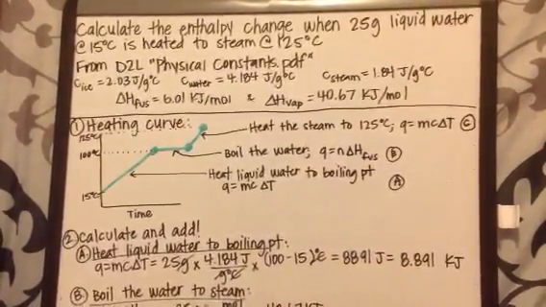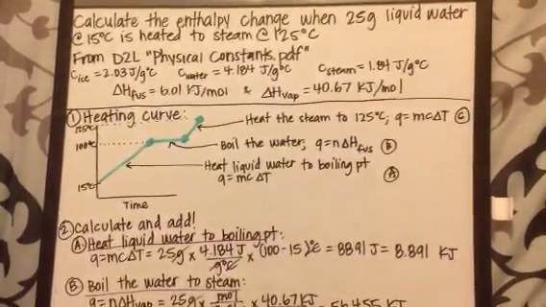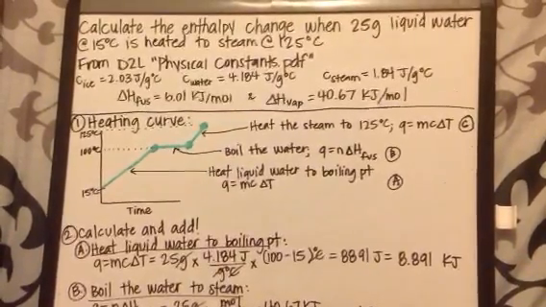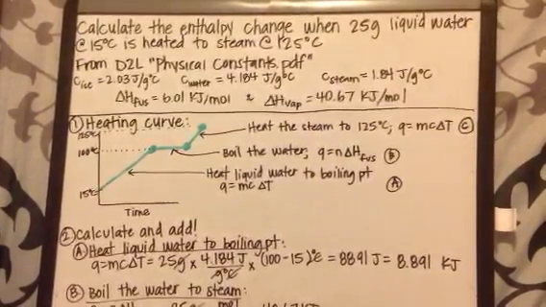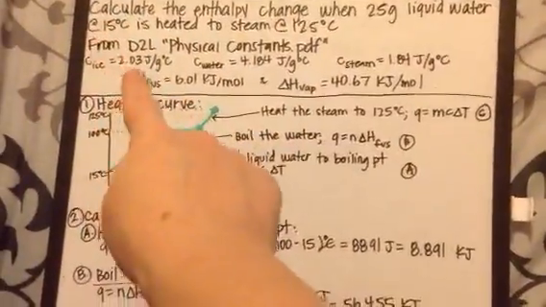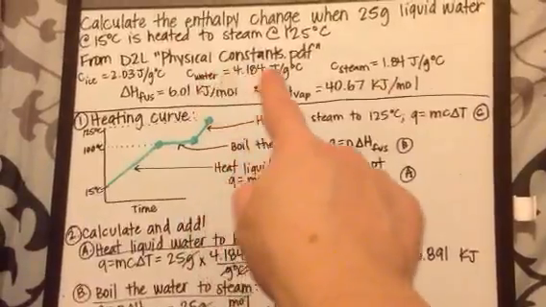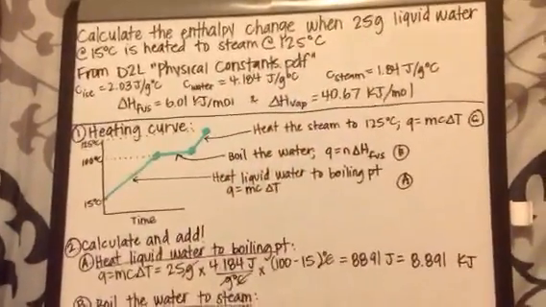Alright, the last sample problem. Calculate the enthalpy change when 25 grams of liquid water at 15 degrees Celsius is heated to steam at 125 degrees Celsius. Now notice all these values right here are coming from that file on D2L called physical constants. You need to download that file.